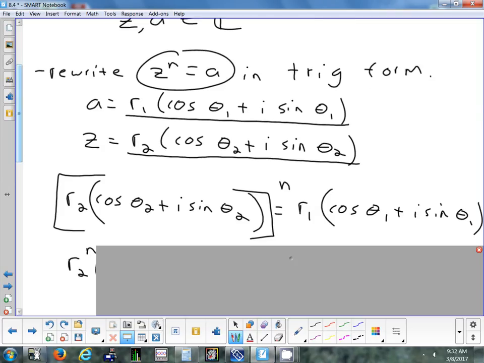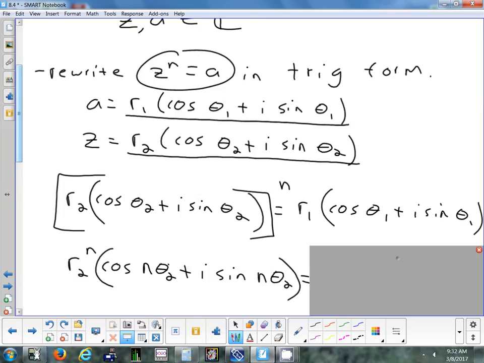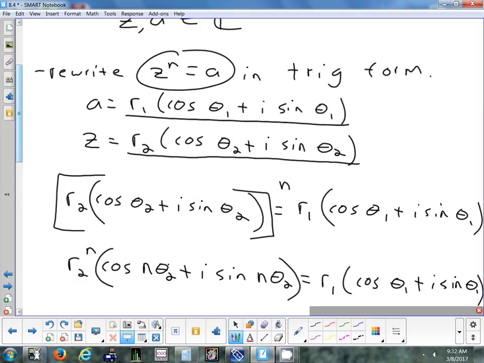And what would you do with the angle and the n? You would multiply them. So it's going to be n times the angle. When we do an actual problem, you're going to have numbers in there. But for now, I don't have numbers, so I just have to write it like that. N times the angle. So raise your radius to the power, multiply your angle by the power. And it's exactly the same thing with the sine as well. On the other side, I didn't change anything. I just copied it down.